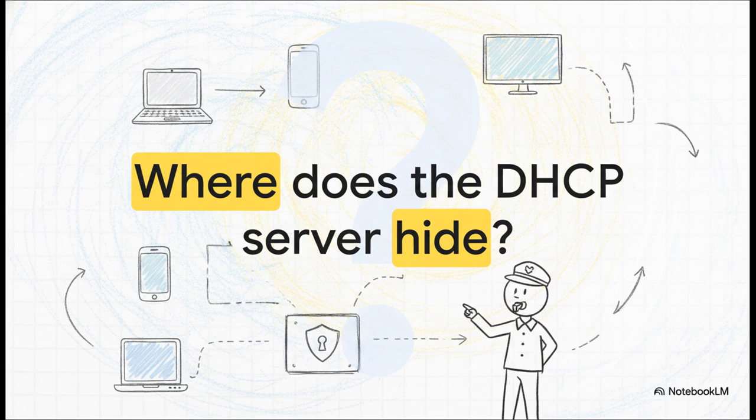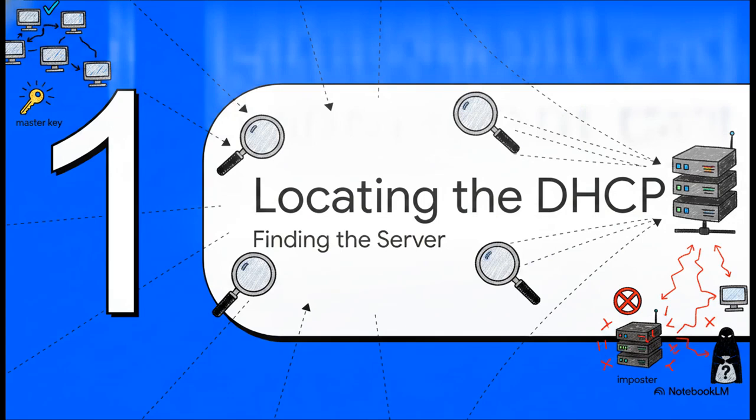Section 1. Locating the DHCP server. Consider this your mission briefing. Knowing exactly which device hands out IP addresses is the ultimate master key to solving internet connectivity issues.